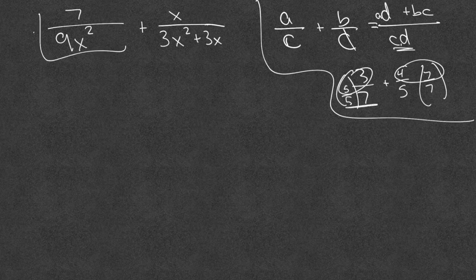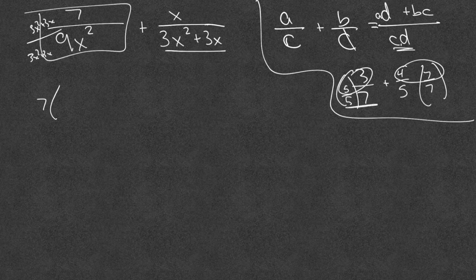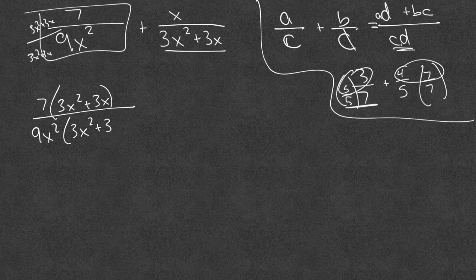So on this left-hand side, I'm going to go ahead and multiply it by 3x squared plus 3x to the top and the bottom. So I'm literally just going to keep it all factored out still. 3x squared plus 3x. And then on the bottom, I have 9x squared over 3x squared plus 3x. Now on the right-hand side, I'm going to multiply it by 9x squared over 9x squared.